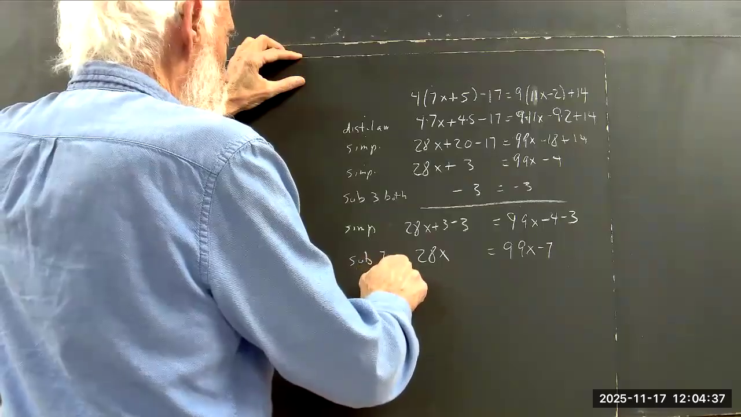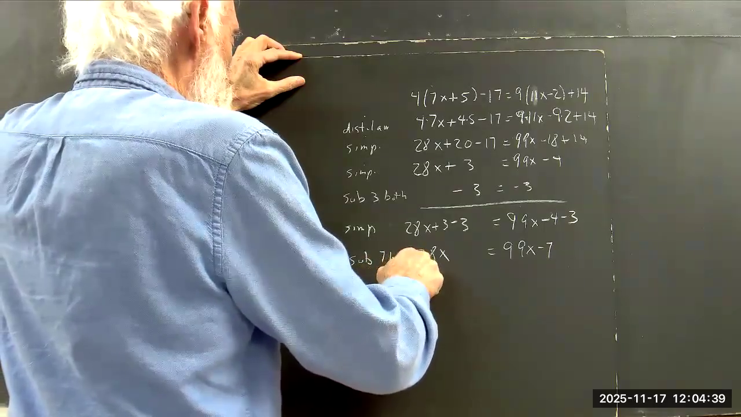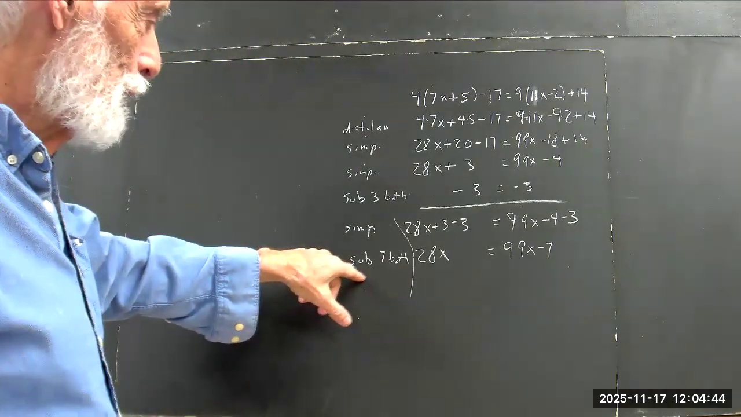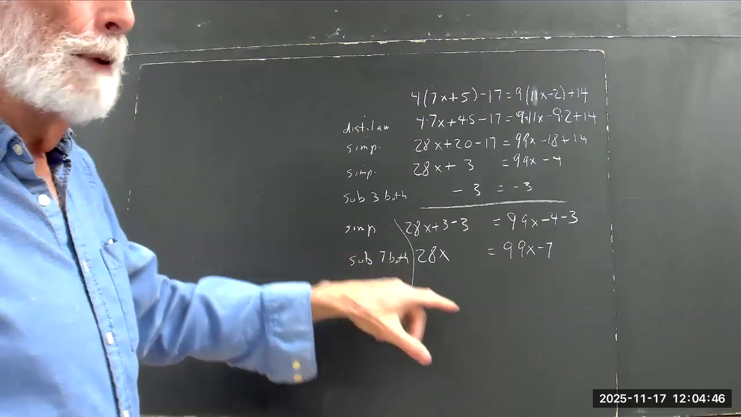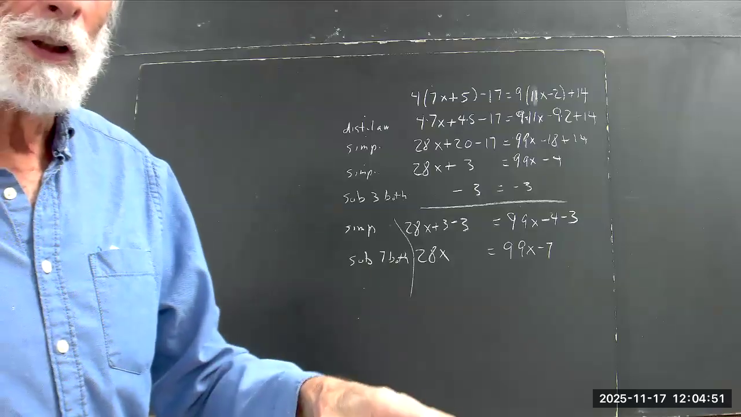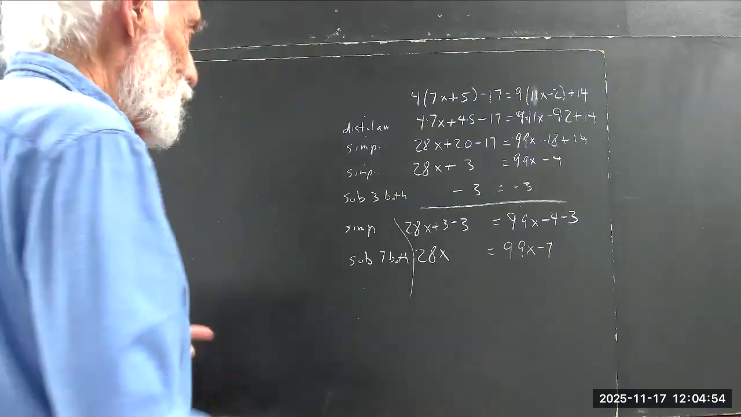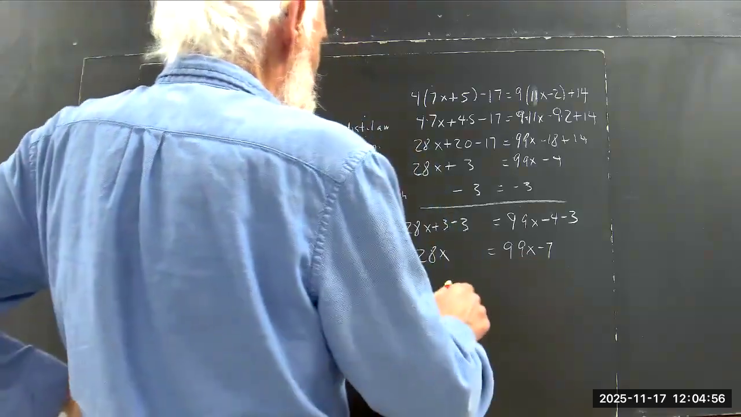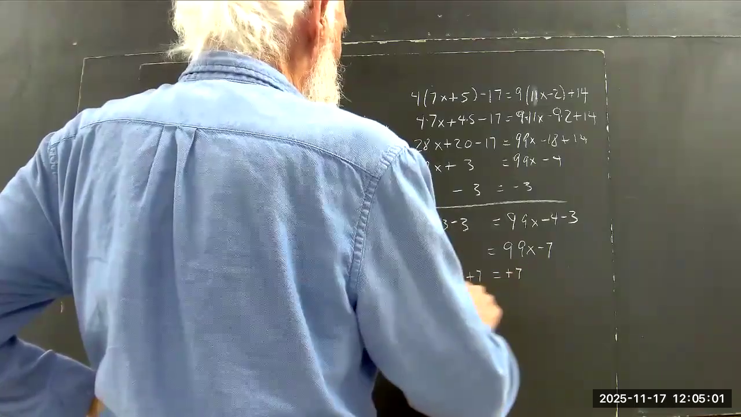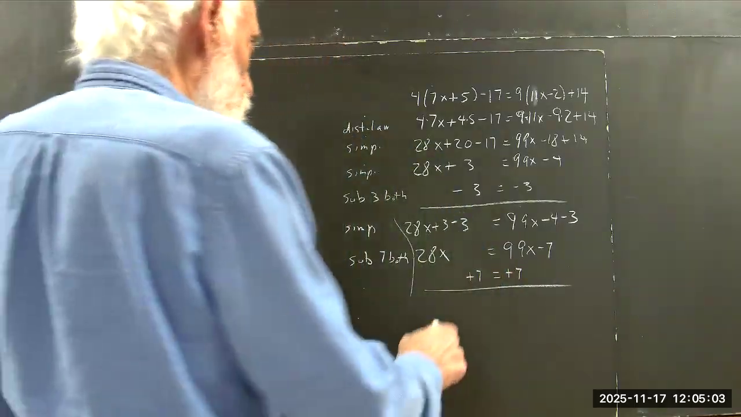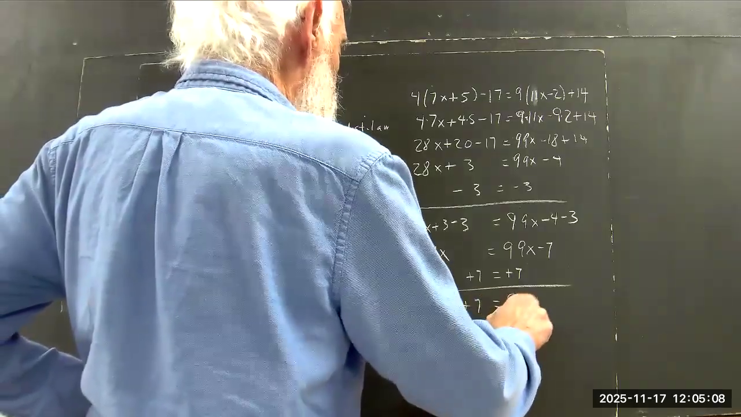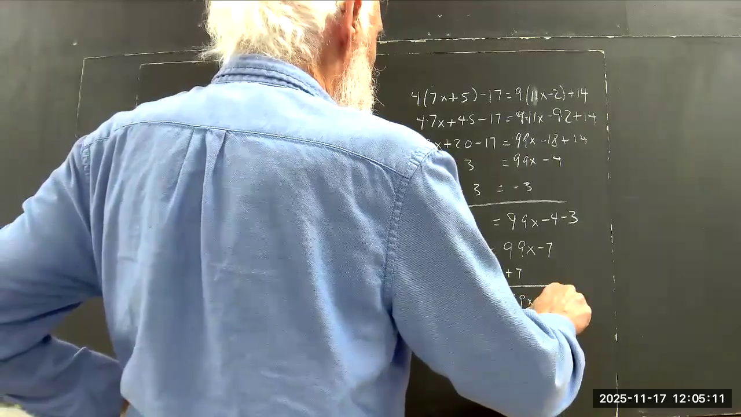Subtract 7 from both sides. I'm tempted to write subtract 7 BS, meaning both sides, but I don't want to inject BS into this course any more than I already have. Okay, so we have 28x equals 99x minus 7. I'll do what everybody seems to be in the habit of doing that is really kind of unnecessary. But we get 28x plus 7 equals 99x minus 7 plus 7.